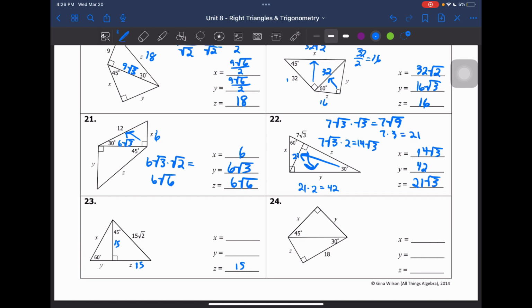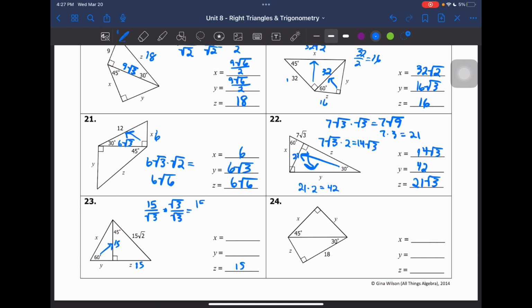Now, focusing on the triangle on the left, I know that the longer leg is 15. So how can I work backwards to find the shorter leg and the hypotenuse? Well, in the pattern for 30, 60, 90, it's 1, 2, root 3, and root 3 is the longer leg. So if I want to know what my shorter leg is, all I have to do is divide this by root 3. So I'm going to multiply this by root 3 over root 3.